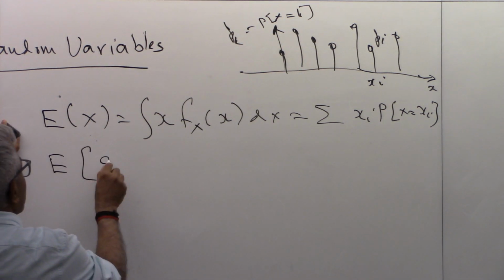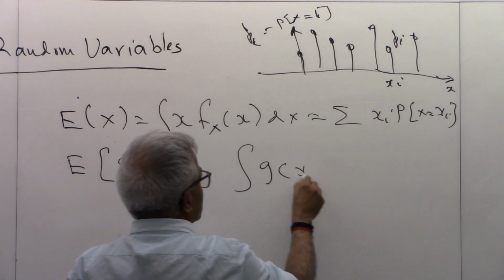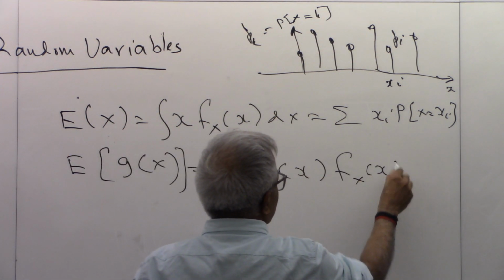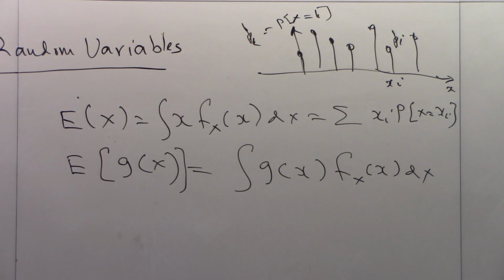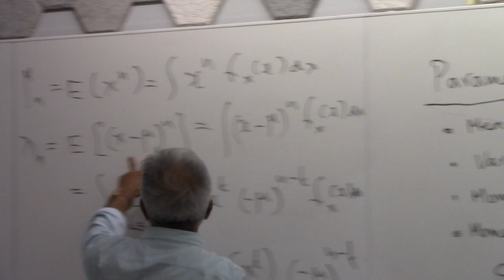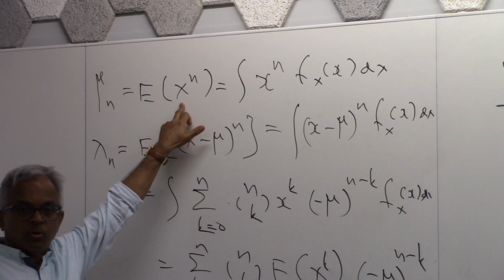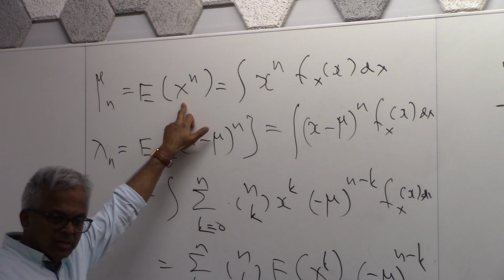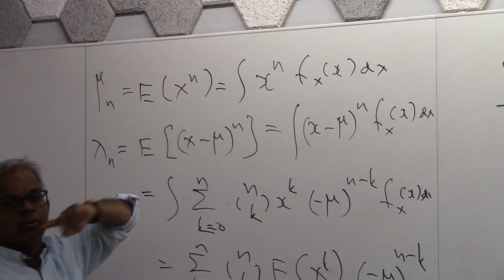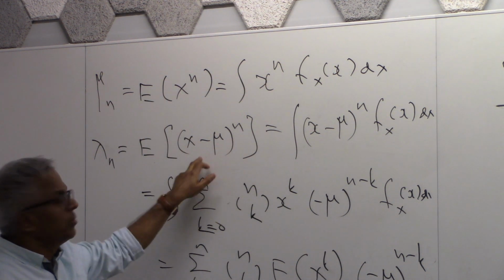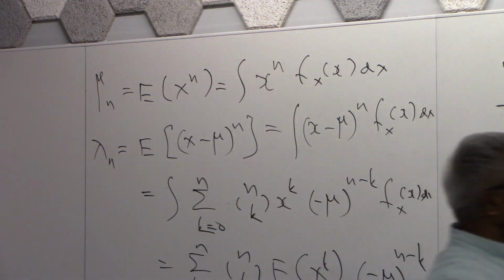Expected value of g(x) is similarly the integral of g(x) f_X(x) dx. So this gives us all this. These are called central moments, centered around the mean. These are non-central moments, just centered around the origin. n equal to 1 will give you the mean. Here n equal to 2 will give you the variance, right? And then the third order moment, etc.